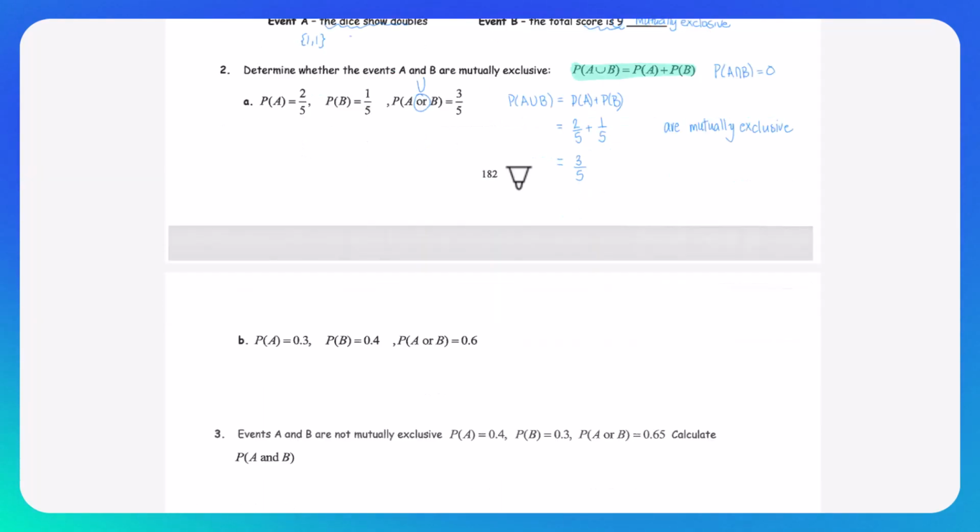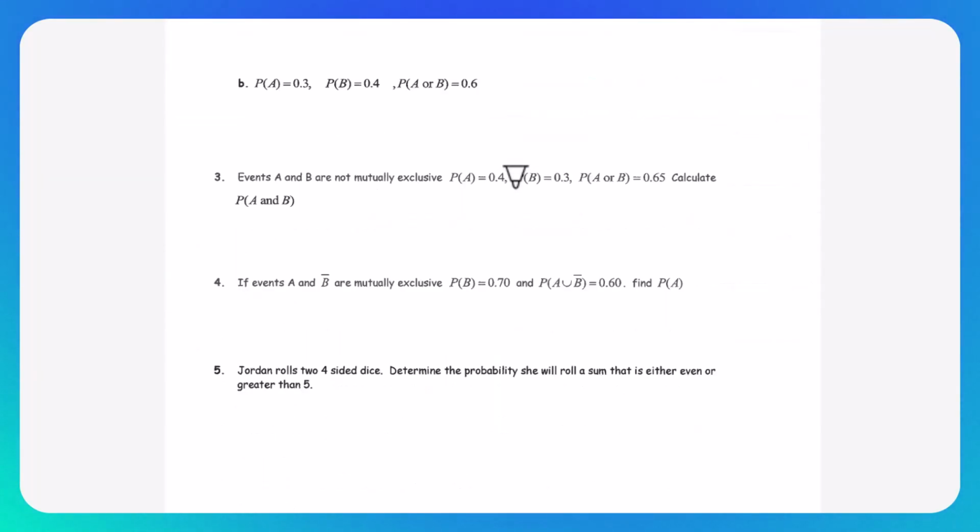Let's try another one. Here we have the probability of A of 0.3, the probability of B of 0.4, and the probability of A or B is 0.6. So going back to the formula, probability of A or B, or united, equals the probability of A plus the probability of B.